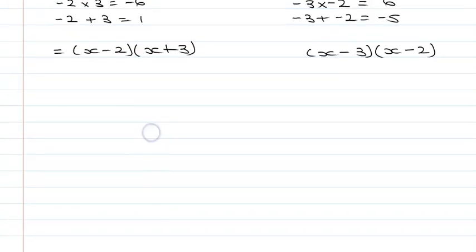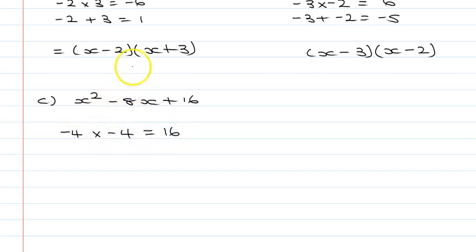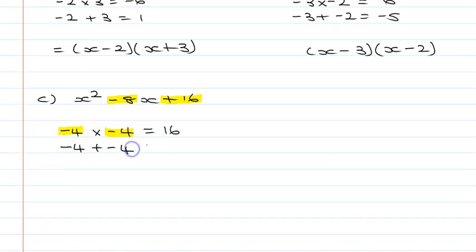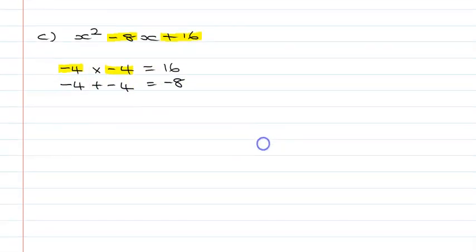And I'm going to just do one more before I finish. So we're going to factorize x squared minus 8x plus 16. So looking at that, -4 times -4 will make 16. Because I need to get the coefficient of x as a negative, I knew that these two numbers had to be negative. And again, when I add the two negatives together, I get -8. So my two numbers are -4 and -4. So I write x take away 4 times x take away 4.